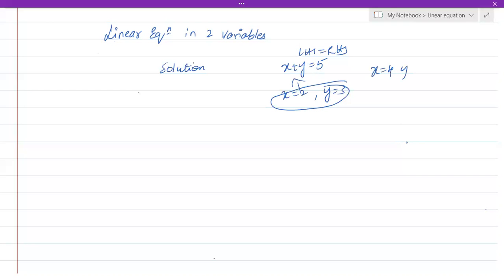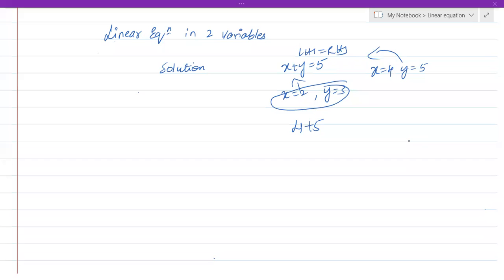But x equals 4 and y equals 5, can I call it a solution of this equation? Not possible, because if you substitute it, x will be 4 and y will be 5, so 4 plus 5 is 9. They are not satisfying the equation. Therefore, we cannot call these the solutions of the equation.